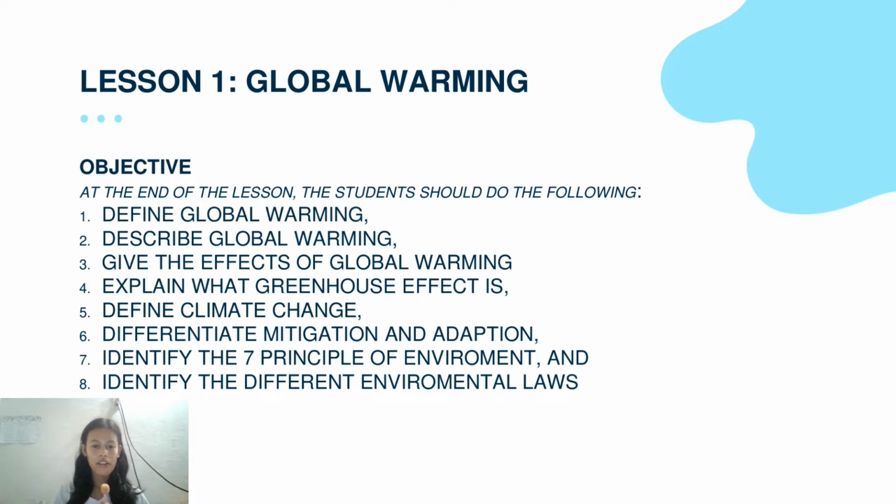Number 1, define global warming. Number 2, describe global warming. Number 3, give the effects of global warming. Number 4, explain what the greenhouse effect is. Number 5, define climate change. Number 6, differentiate mitigation and adaptation. Number 7, identify the 7 principles of environment. And lastly, number 8, identify the different environmental laws.